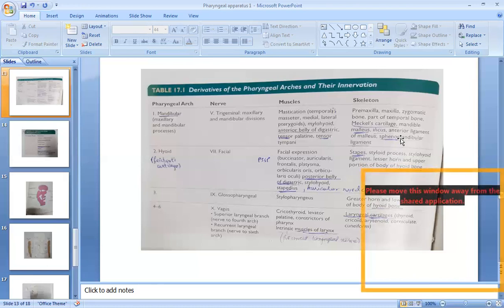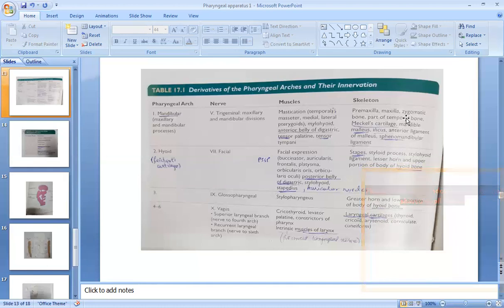So these are derived from the first pharyngeal arch. The nerve now is the trigeminal, again the maxillary and mandibular divisions. The muscles of mastication, anterior belly of digastric, tensor, etc. Skeleton: premaxilla, maxilla, zygoma, mandible, and incus, malleus, and the medullary cavity.